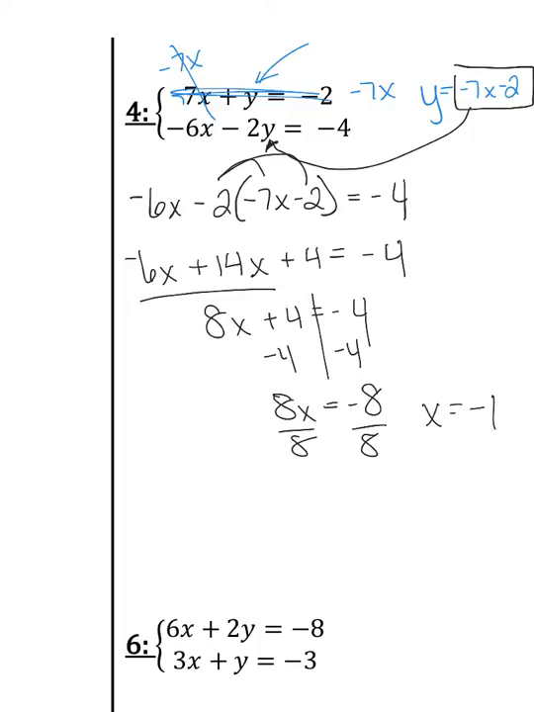So now, if I know what x is, I'm going to take that information, bring it back up to the top, and plug it into the easiest equation to solve for y. I'd probably say it's that one. So I would do negative 7 times negative 1 minus 2. So that's just 7 minus 2, so y has a value of 5. And so my final answer is negative 1 and 5.